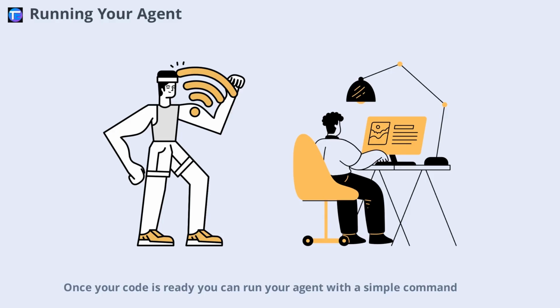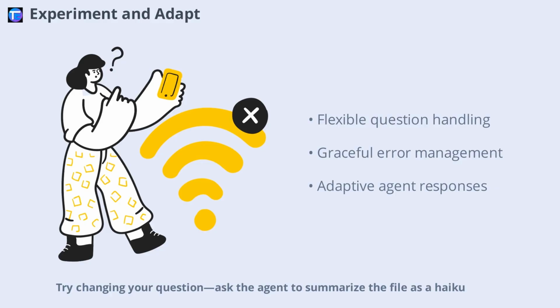Ask it to read your package.json file, and it will autonomously use the read file tool, analyze the contents, and tell you what dependencies are installed. You didn't have to specify the steps, the agent figured it out on its own. That's the power of autonomy in action. Try changing your question. Ask the agent to summarize the file as a haiku, or compare 2 files. The same code adapts to different requests, showing the agent's flexibility.